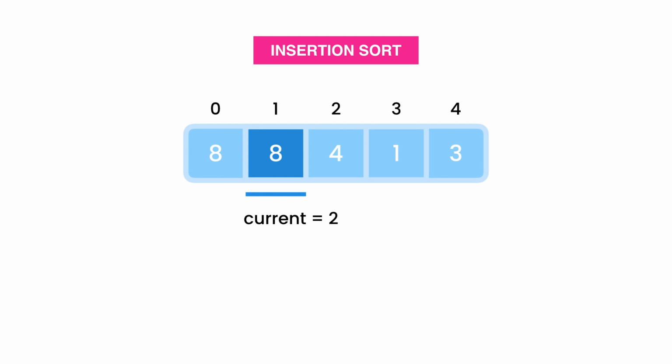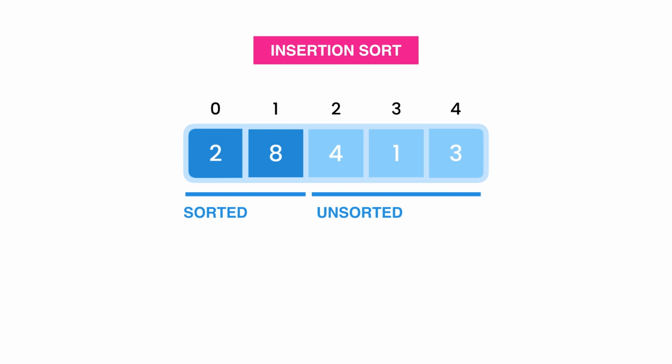Now, technically we have stored 8 in 2 places in this array, but conceptually we can assume that we shifted 8 to the right, so now the item at index 0 is empty. So we stored the value of the current variable here, okay? So we inserted 2 in the correct position amongst the items we have seen so far. This is the sorted part of the array.